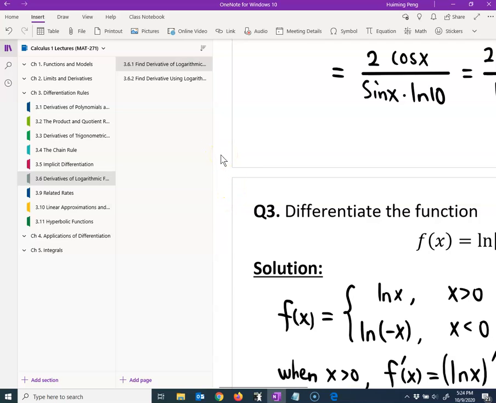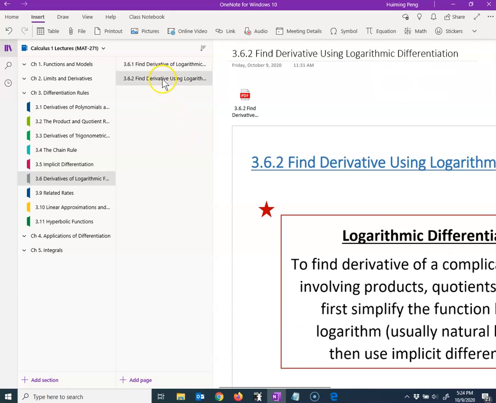In the next video, we are going to deal with logarithmic differentiation, which is an important method to find the derivatives of complicated functions. Hope to see you there.